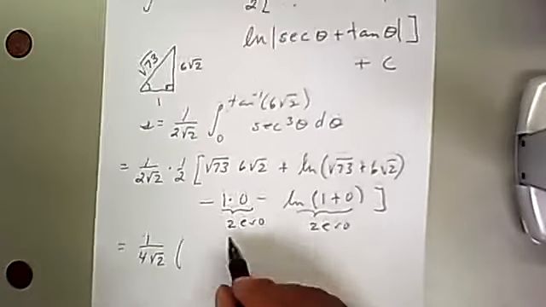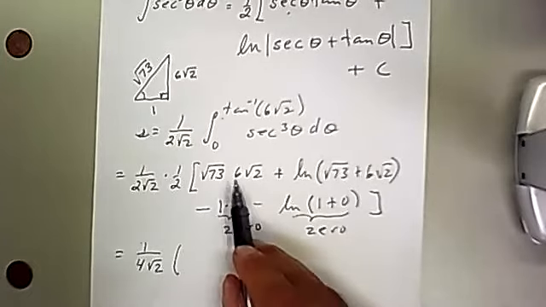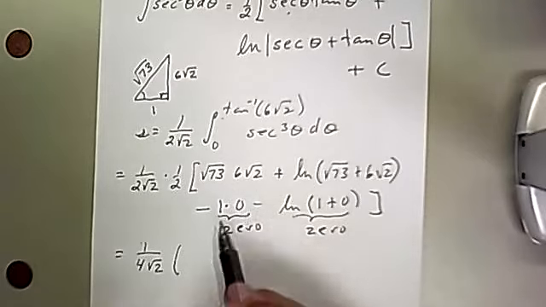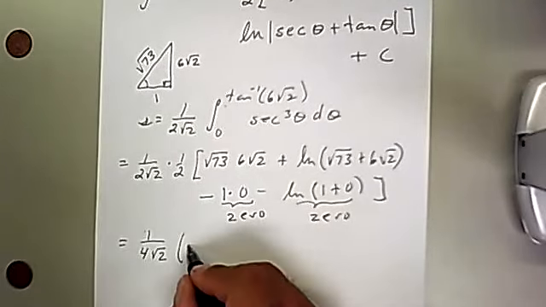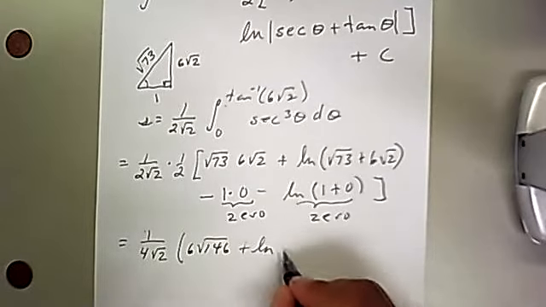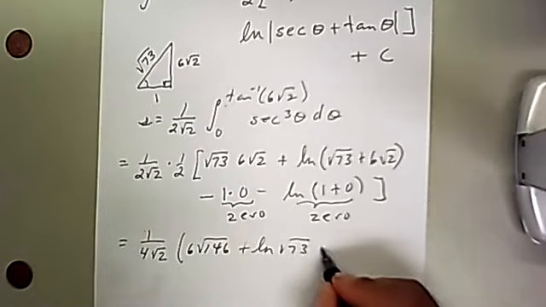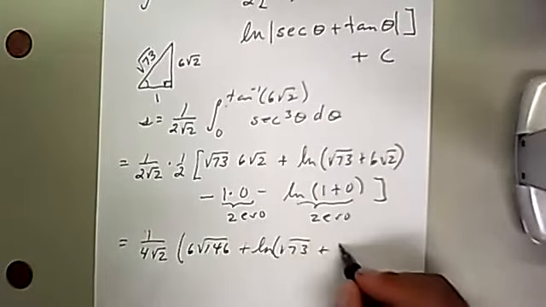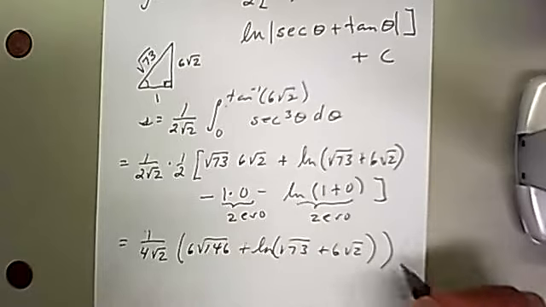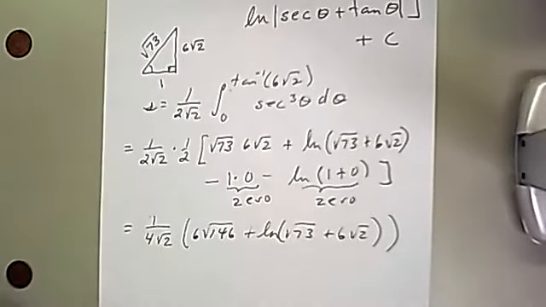And then let's consolidate those two. So that is 7 times 2 is 14, so 146. 6 times the square root of 146 plus the natural logarithm of the square root of 73 plus, in parentheses, 6 times square root of 2. Close the parenthesis, close the bigger parenthesis, and we have it. Let me compare with my notes. Yep, that's what I got.